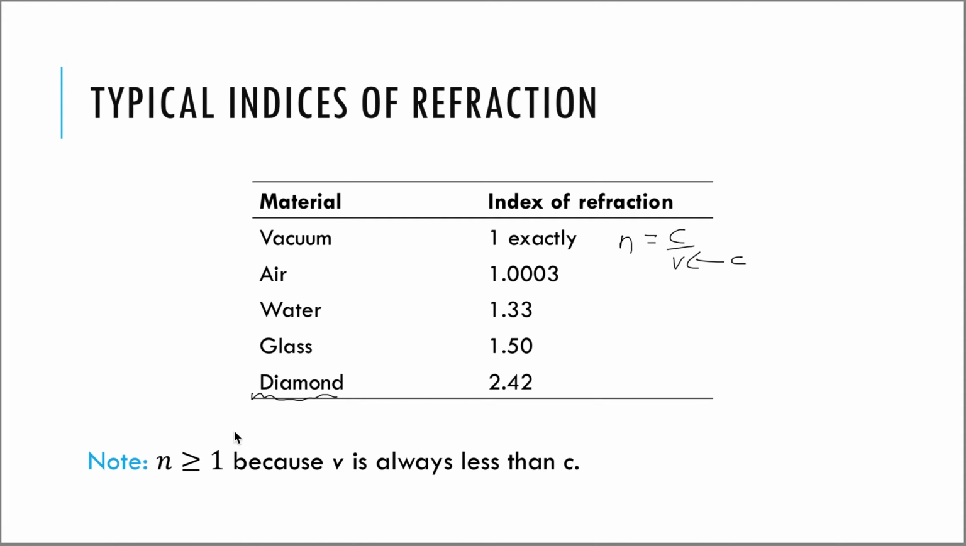Something to note here is that the index of refraction is always greater than or equal to 1 because v, the speed in the material, is always less than c. So looking back at this ratio here, if v is always smaller than c, then this n here is always going to be greater than 1.